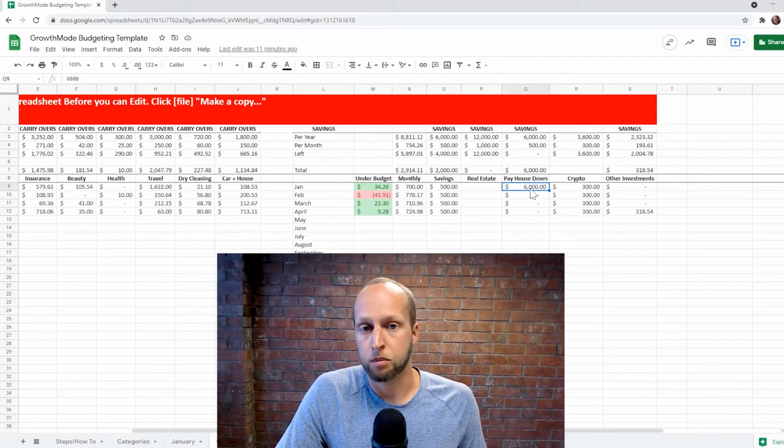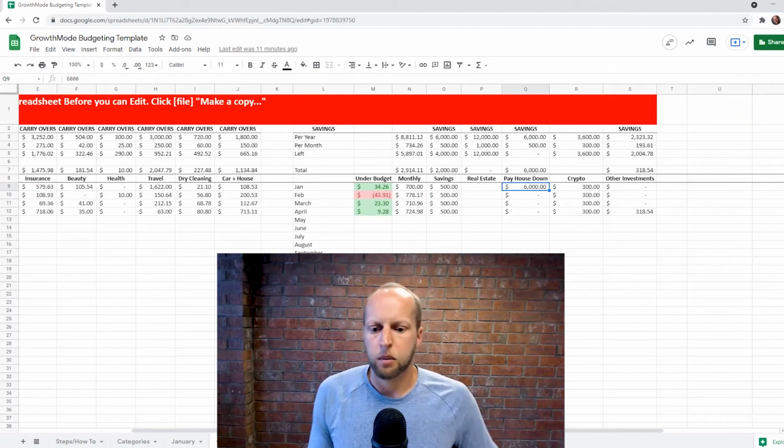So if you're in a spot to do that, then you would just spend the $6,000, and then you're just going to replenish the $500 every single month moving forward. Again, you could always just do it $500 per month as it comes in. So that's why these categories are split out that way.